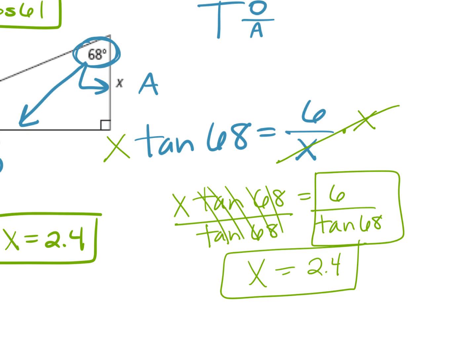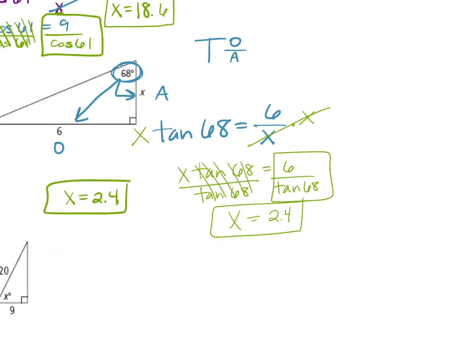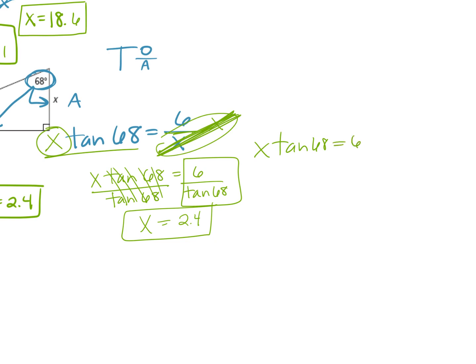After you put the x on both sides, so multiply by x on both sides. That's this, right? Which is going to make this 1. That goes away. So it becomes x tan 68 equals 6. So then if we're trying to solve for x, we want to do the opposite operation and divide, because right now this is multiplication. So divide by tan 68 on both sides.